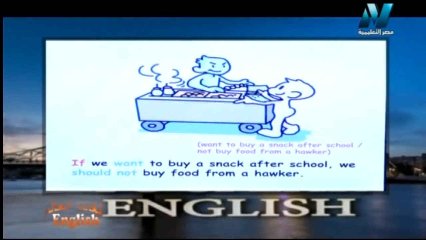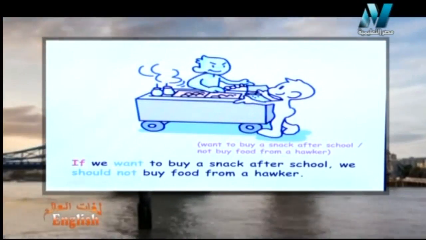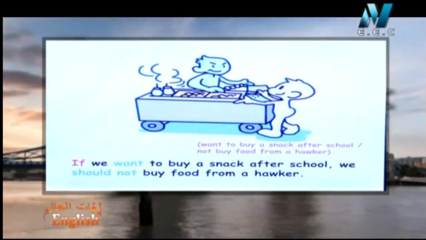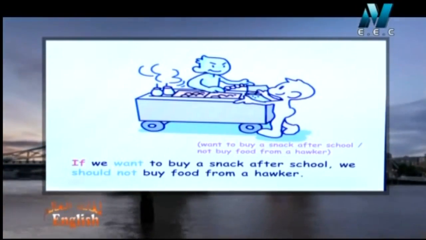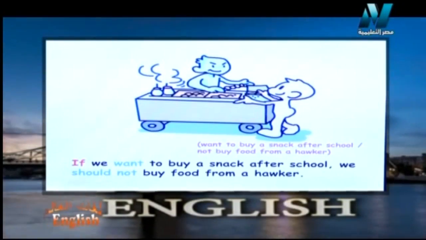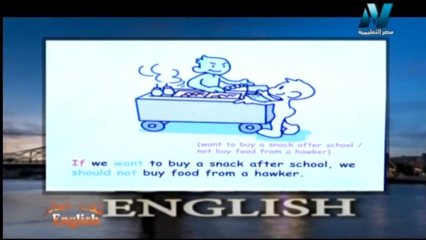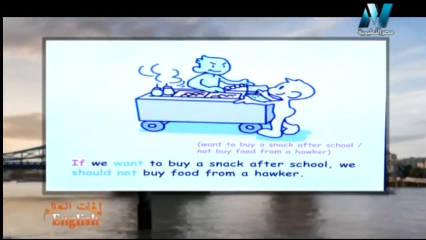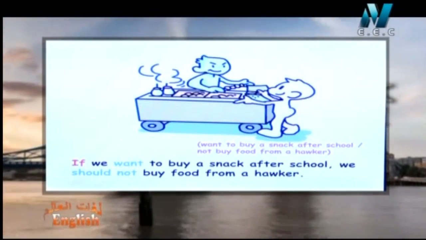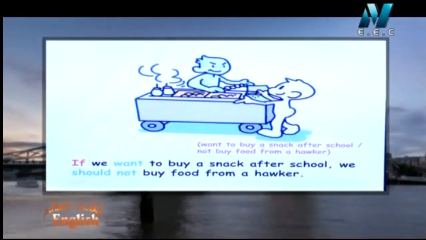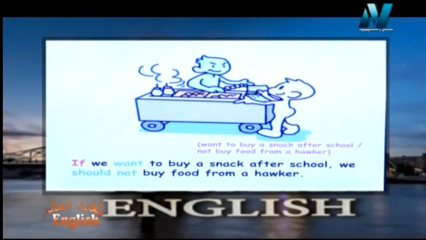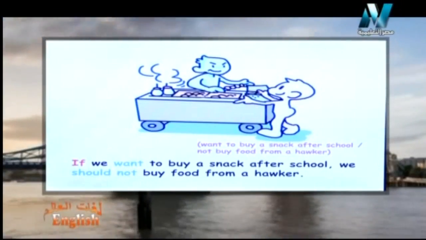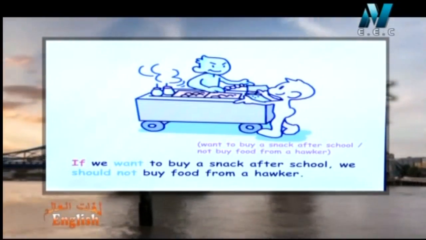If you want to buy a snack after school, this is very important for you. If we want to buy a snack after school, we should not buy food from a hawker. A hawker is a street vendor, whose food is usually not healthy, and we don't know how clean it is. So a hawker is a roaming seller whose food we don't know how it is made. If we want to buy a snack after school, we should not buy food from a hawker. So this is good advice actually.